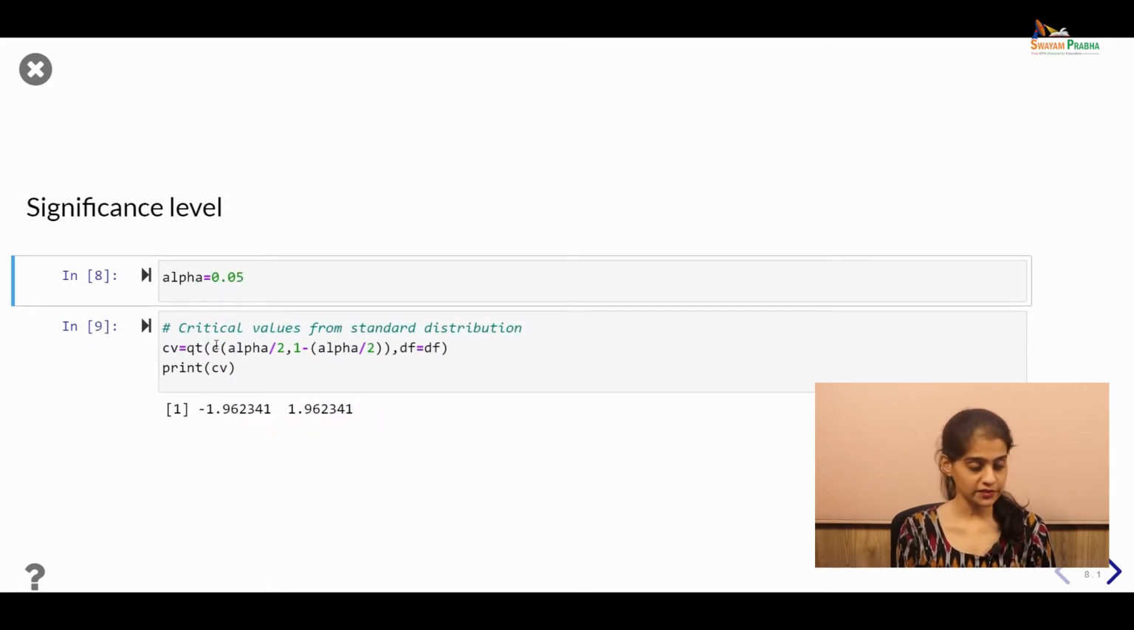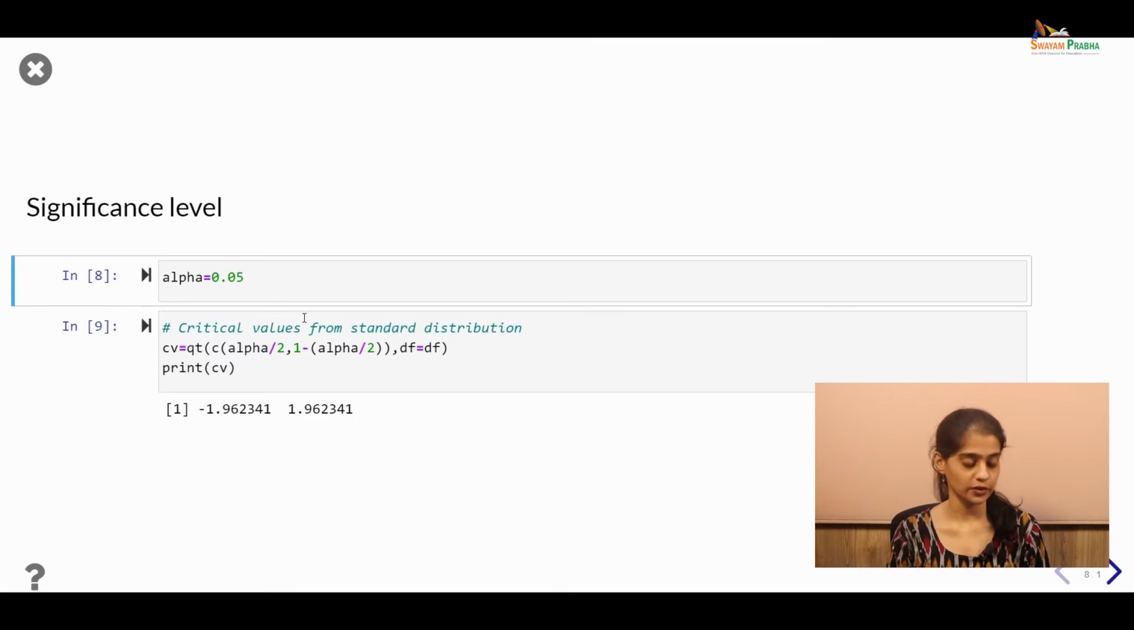We have assumed a level of significance of 0.05, that is 5%. We are going to use the degrees of freedom and the significance level to compute our critical values. This is the only other value that we need to compute to fill in the table. So let's see how to compute the critical value. To compute the critical value, we are going to be using the function qt. All critical values are obtained from the standard distribution. The distribution that we are using here is the t distribution, because we are checking for a one sample test for mean. The statistic used is a t statistic, and hence we are going to be using only the t distribution to calculate our critical values.